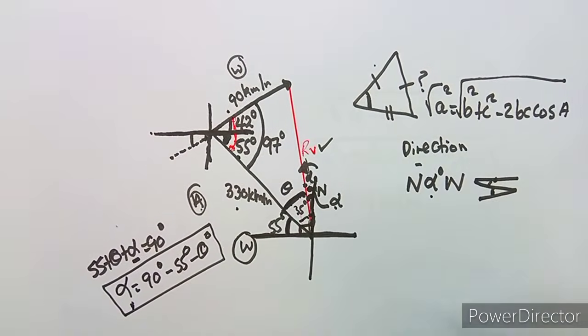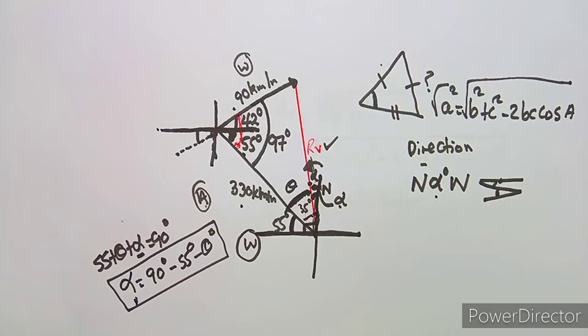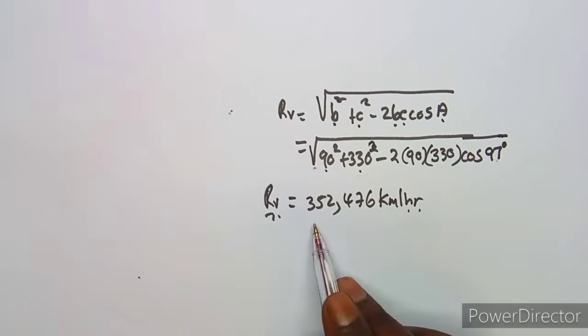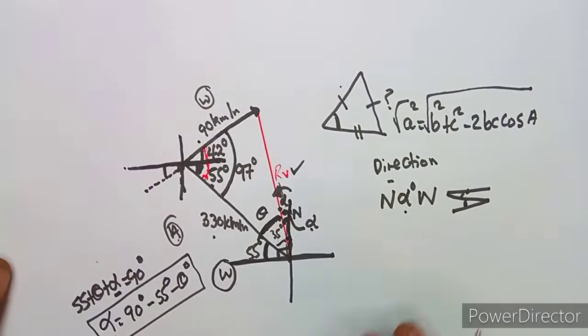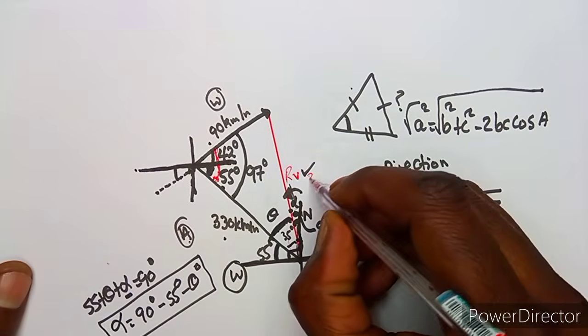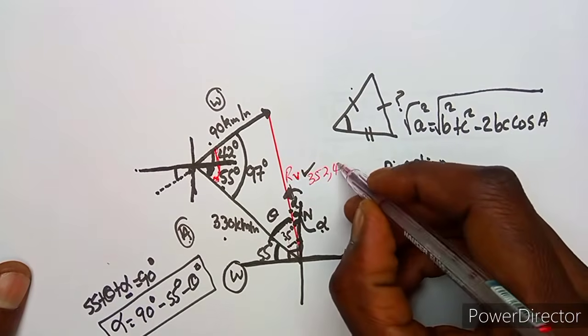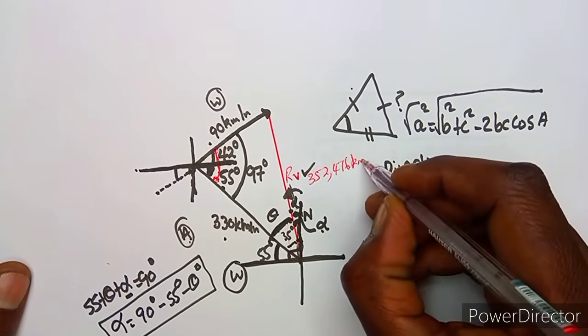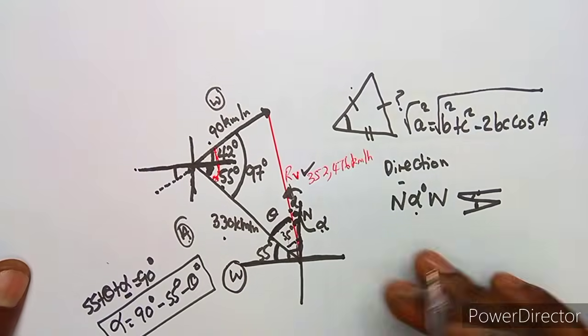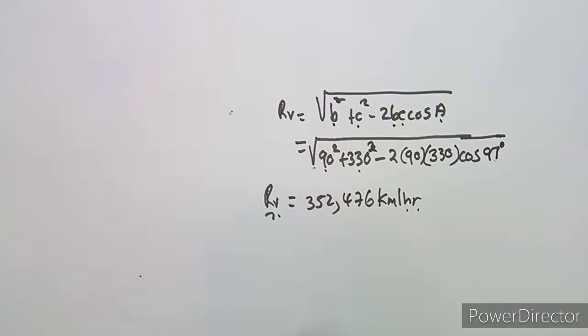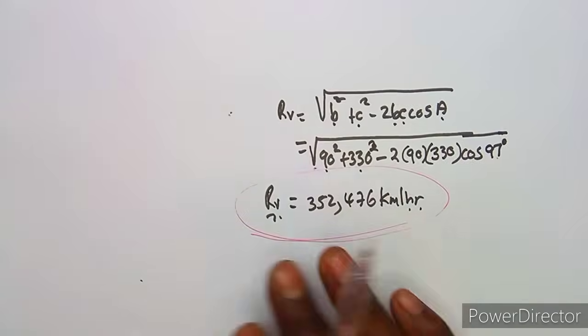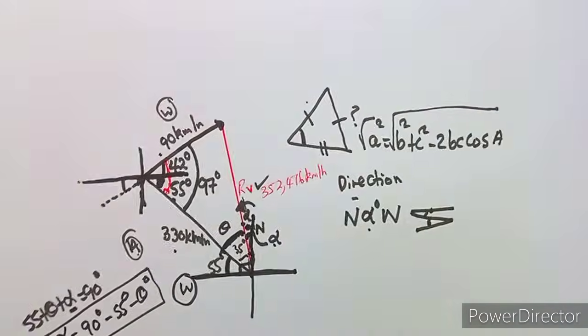So we have this value here. Let me just put it into consideration, because we are going to need this value, 352, whatever that we obtained. We say it is 352,476, which is kilometers per hour. All right, that's what we had. And we need the direction now for this. And we said our direction, remember what I said about our direction.